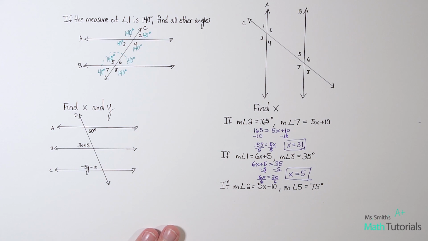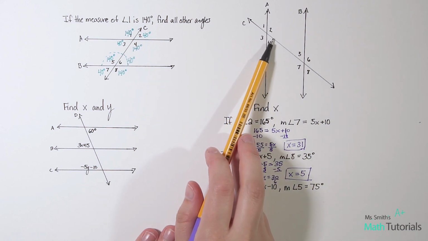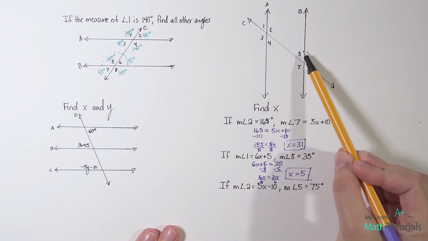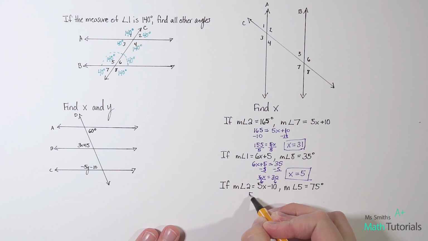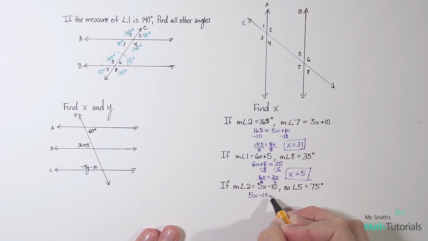And I got to remember, what's the relationship between consecutive interior angles? They add up to 180 degrees. So this time, I'm not going to set them equal to each other like I did the other ones. They're not equal. I can clearly see 2 is an obtuse angle, and 5 is an acute angle. So I can say 5x minus 10 plus 75 gives me 180 degrees. And now I can solve.